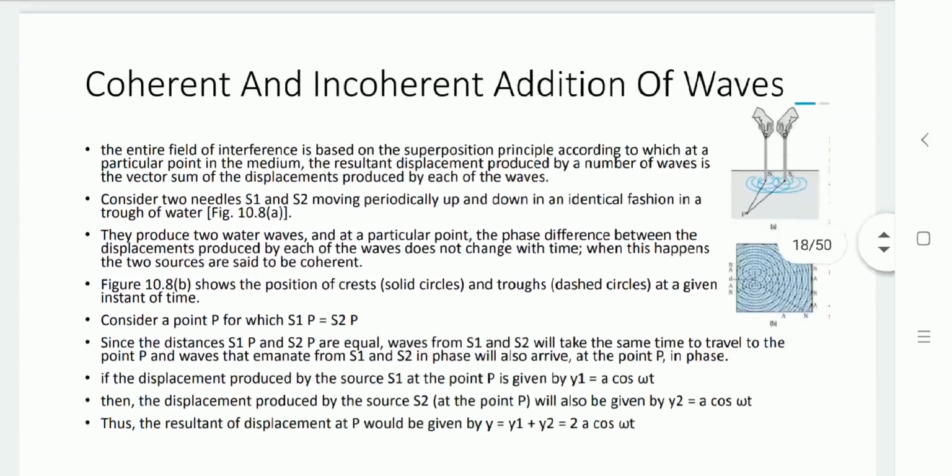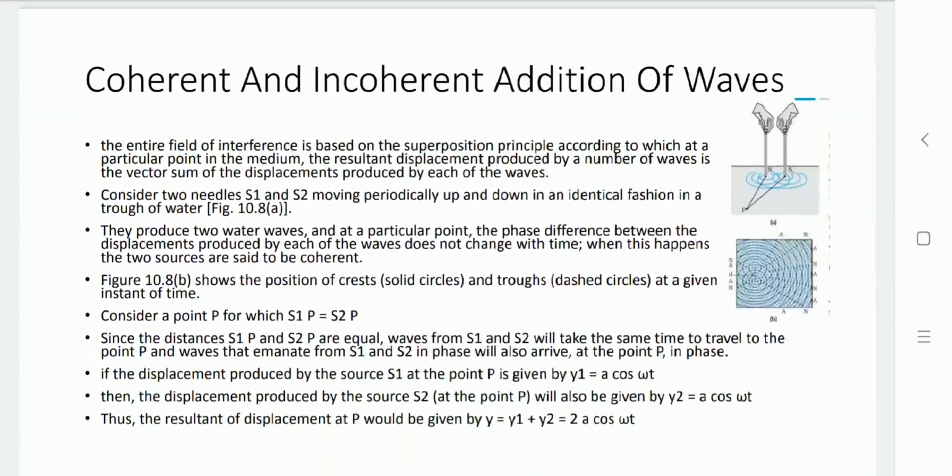Now let us go through the next topic, coherent and incoherent addition of waves. Here, if two wavefronts are there, then their resultant is supposed to be added. There are two ways, coherent addition and incoherent addition of waves. So let us understand it by an example.